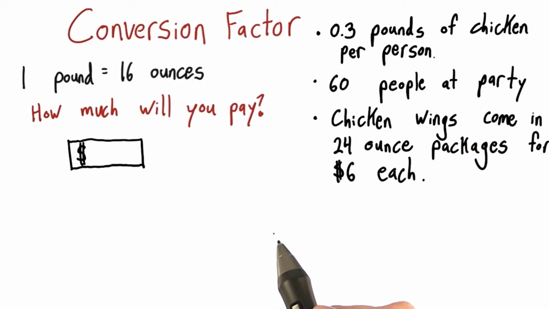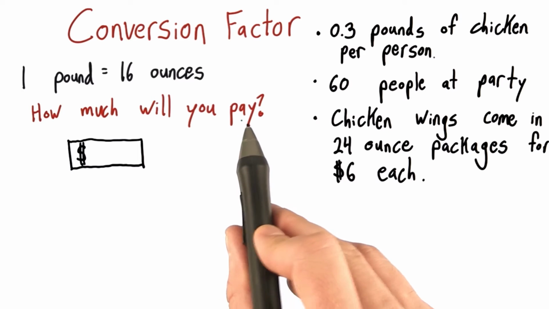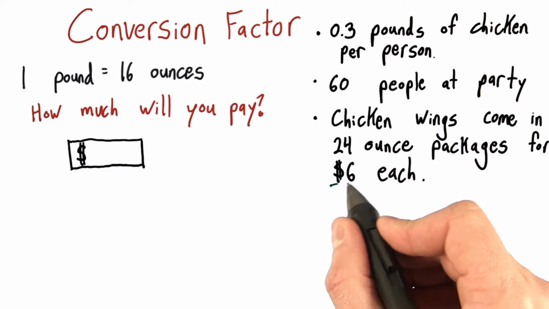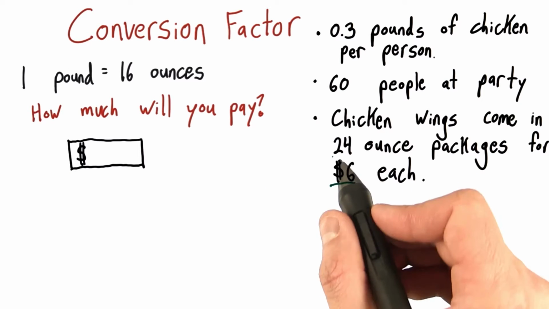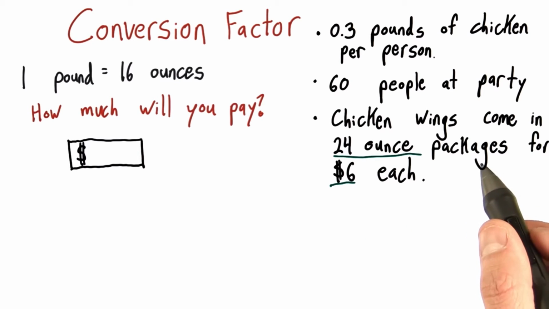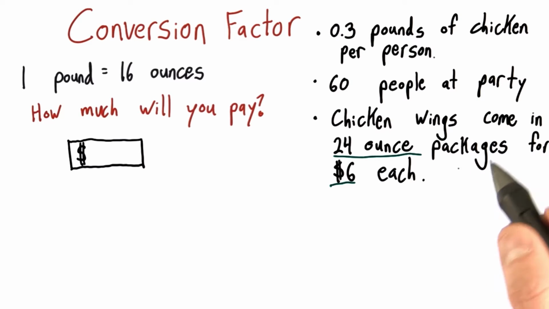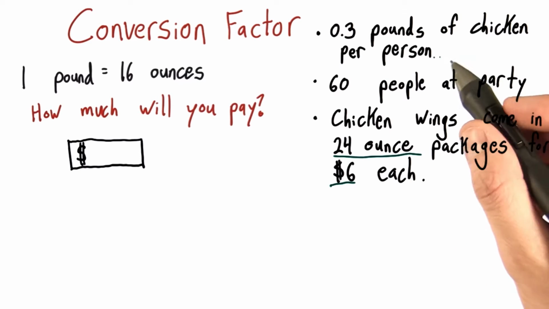Now, I have to admit there's a lot going on in this question. At the end of the day, we want to know how much we have to pay. Well, that's a question of money, and money shows up here. It's $6 for each 24-ounce package of chicken wings. Okay, so I guess that means I need to know how many 24-ounce packages I need, which means I need to figure out how much chicken I need to order.